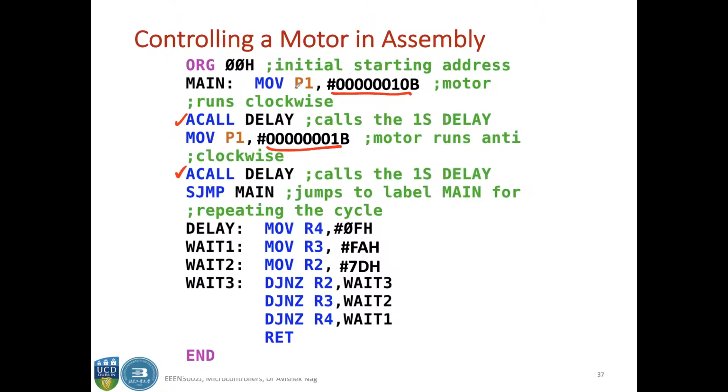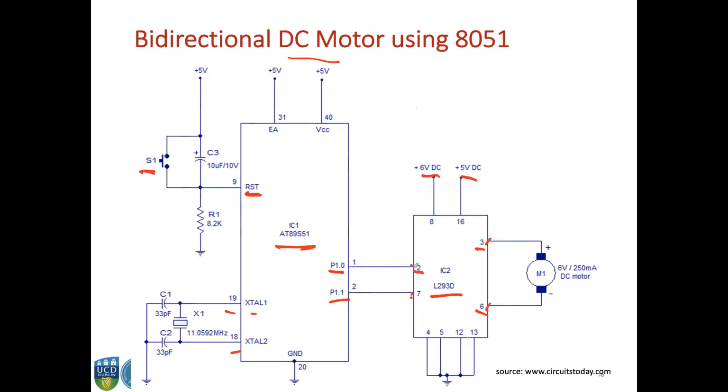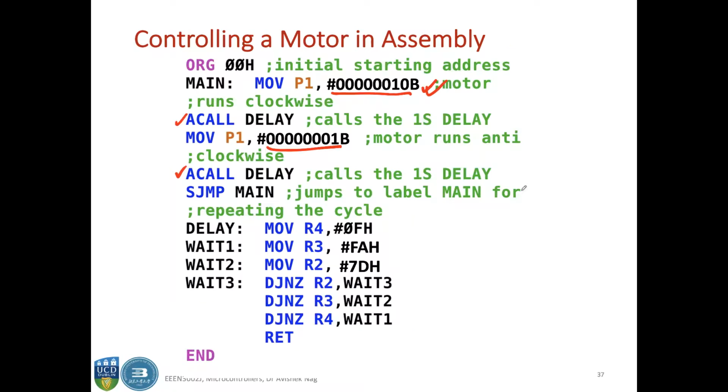So whenever your port 1.0 is activated with this arrangement, then you have input to pin 2 of the L293. So this will be 1, this will be 0, let's say, and then you will have a current passing through the motor that will turn the motor in clockwise direction. When you have this arrangement in port 1, then your motor will run anti-clockwise.